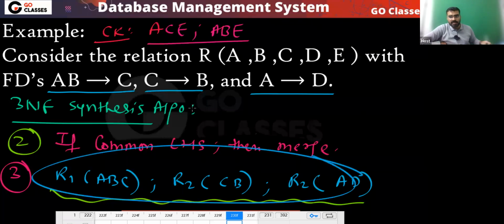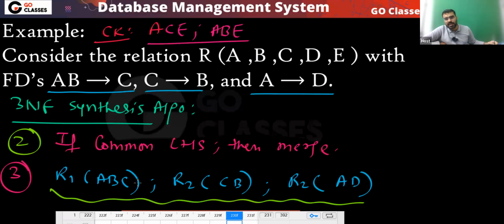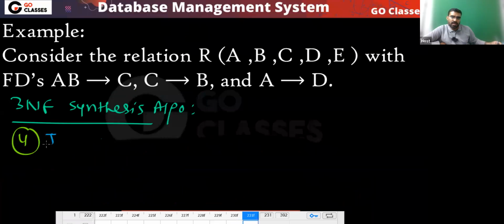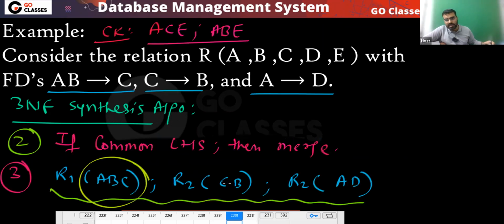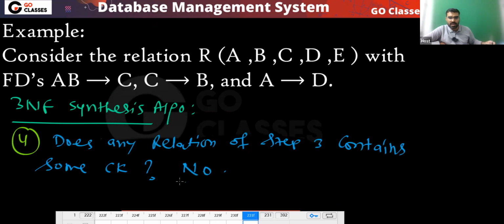Is there any relation which contains a candidate key? Does any relation of step 3 contain some candidate key? The answer is no, because this does not contain a candidate key, this also does not, and this also does not. So the answer will be no.